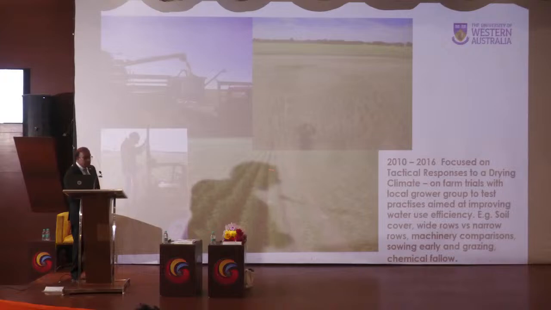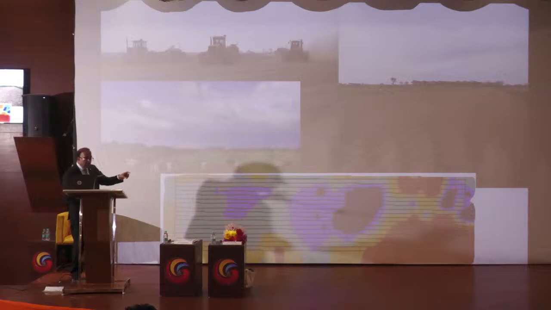He goes in and monitors all of his farm. He's looking at the soil moisture, and at various technologies, for example soil cover, wide rows, narrow rows, machinery comparisons, sowing early versus grazing, chemical fallow, all these things. He's also doing what we call yield monitoring, so when he harvests, it automatically monitors the yield. From there, he can develop a yield map based on soils, etc. And then he's got his cows, and he's got what we call brown manuring, and so on.